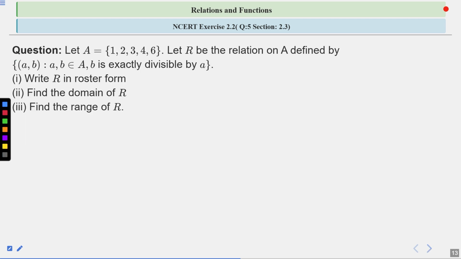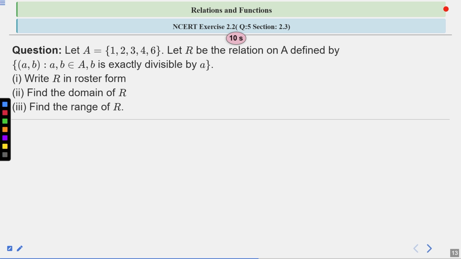This question. Suppose we have set A with these five elements 1, 2, 3, 4, 6 and R a relation on A. Relation on A means from A to A. It is defined in this manner: the collection of all pairs (a, b) such that a and b both belong to set A and b must be exactly divisible by a. First, write down its roster form. Second, find its domain. And third, find its range.